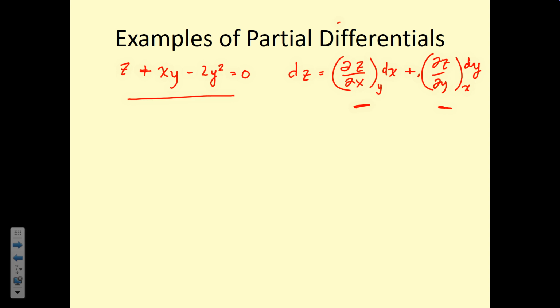Okay, what would be the first step? I've never been taught this way. What's up with the little y on the bottom? That means I'm holding y constant. Partial derivative. Okay. So z is varying with x, but not with y.